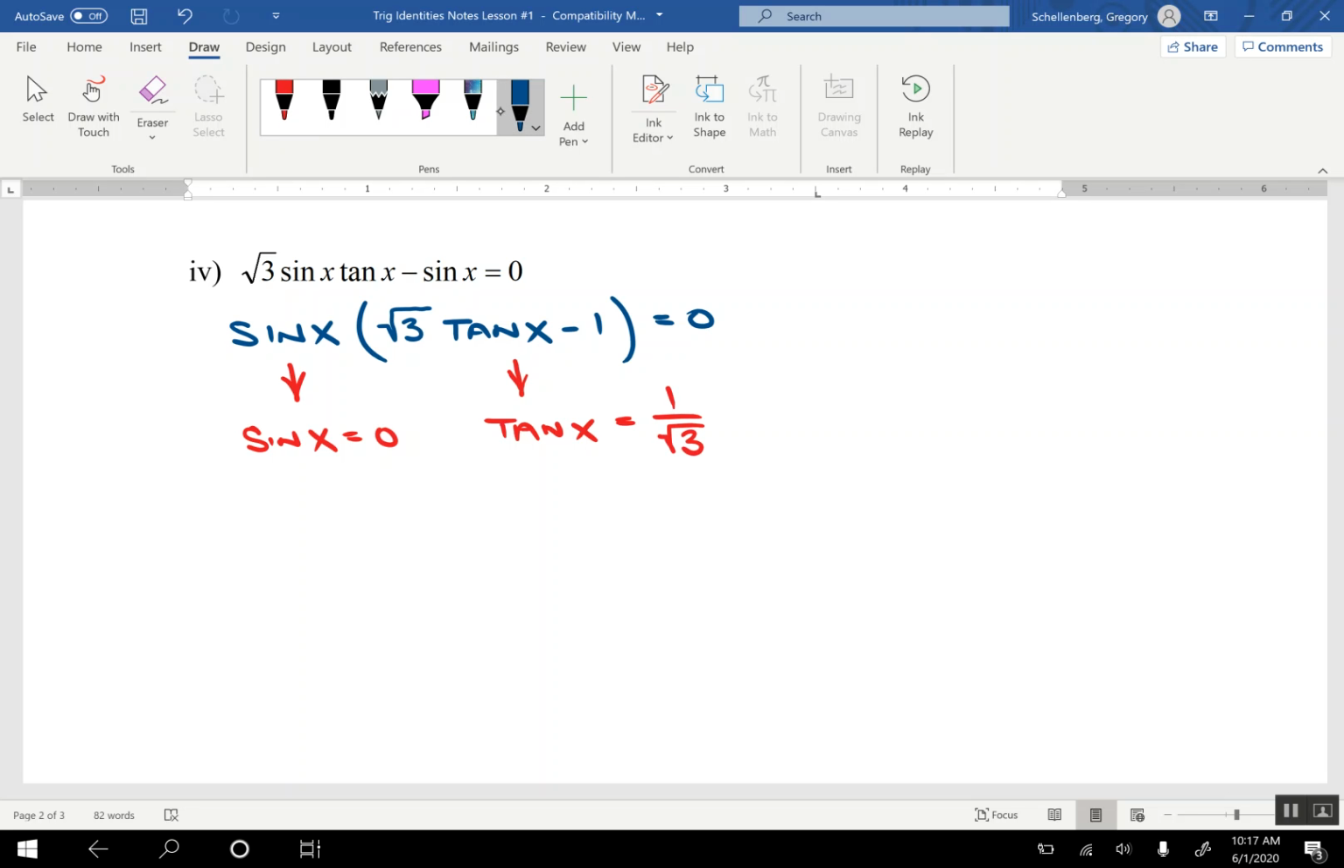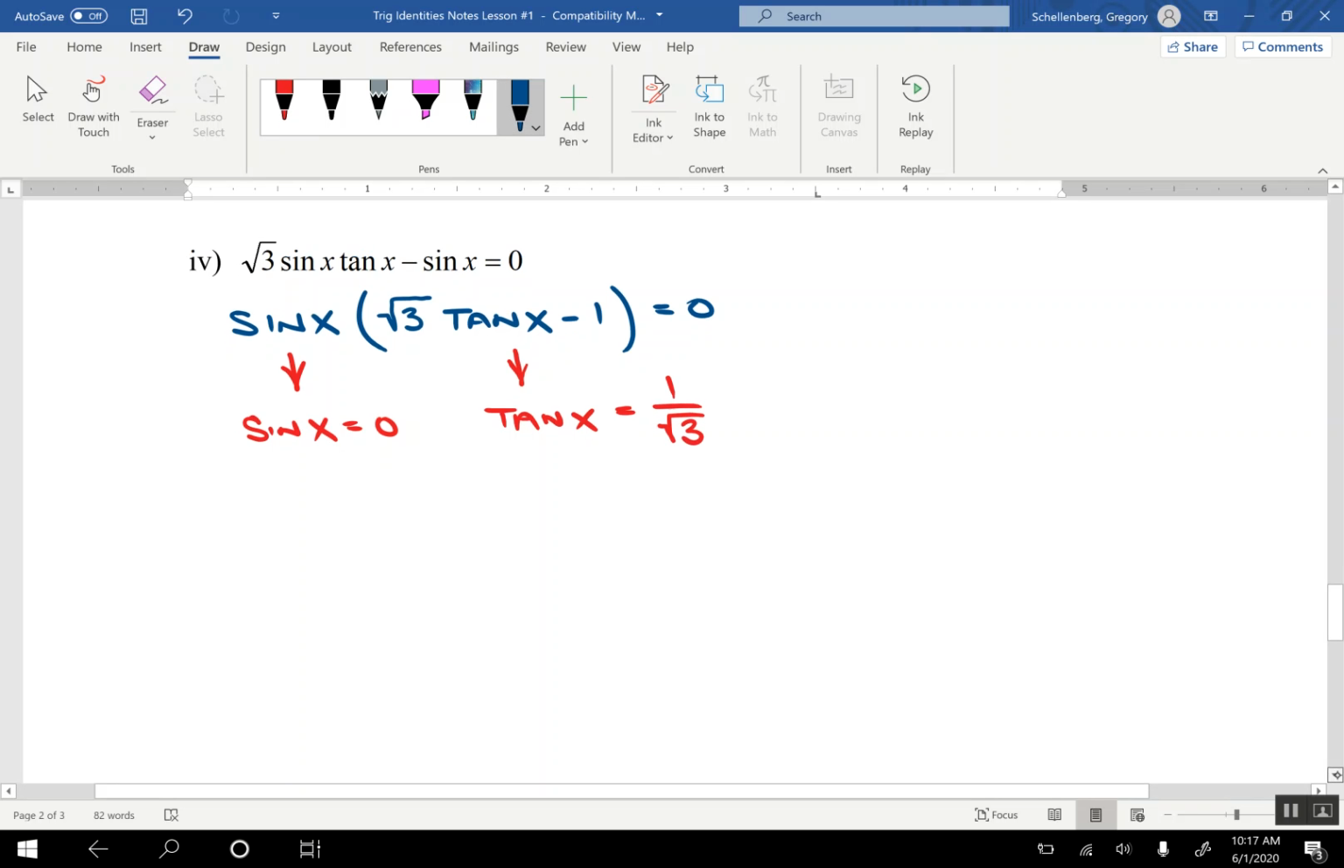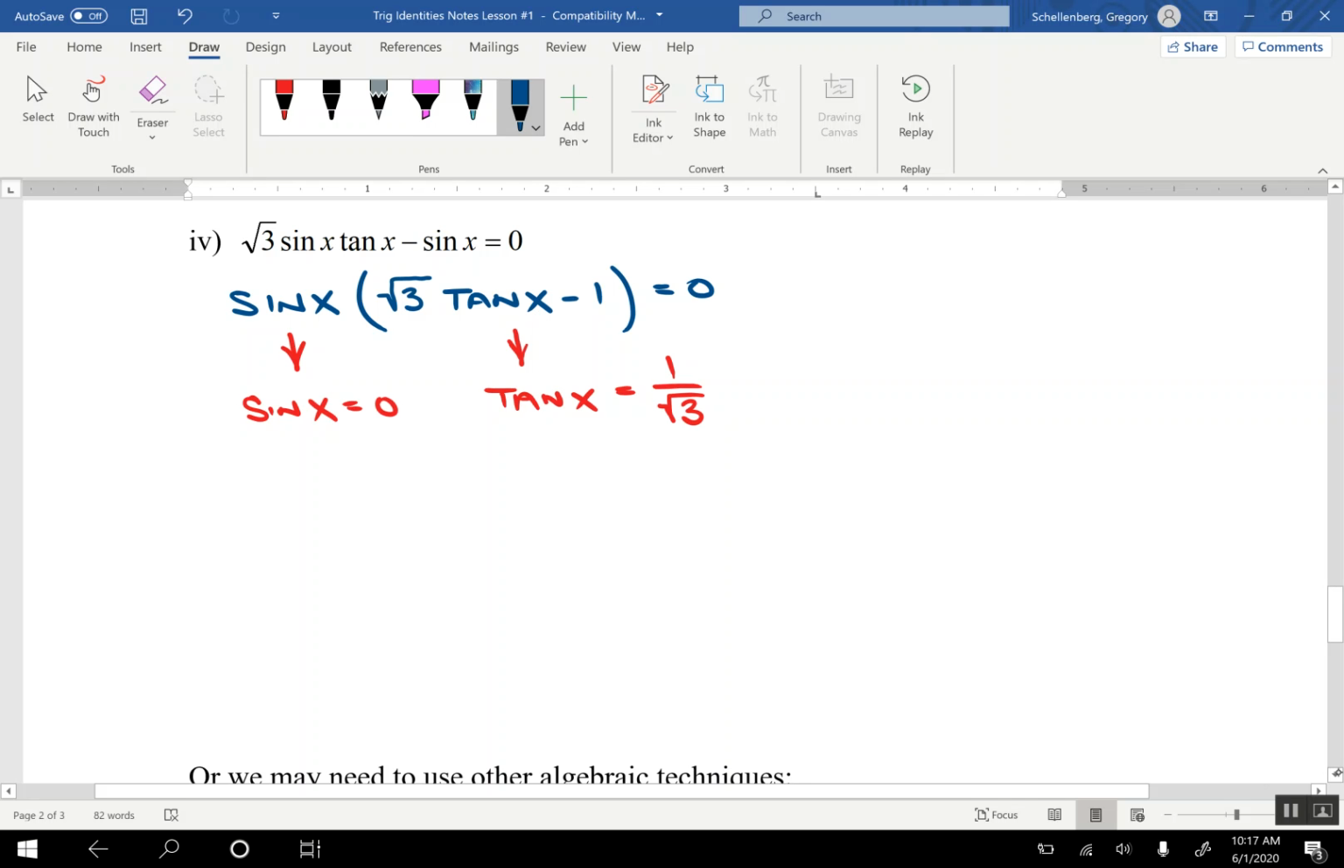Okay, sine of x equal to 0. Just think about the graph of our basic sine function between 0 and 2 pi. So that's going to be at 0 and pi. So x is equal to 0 and pi.